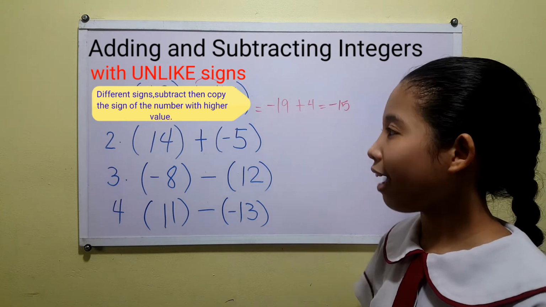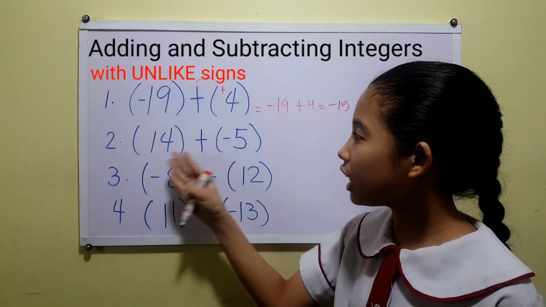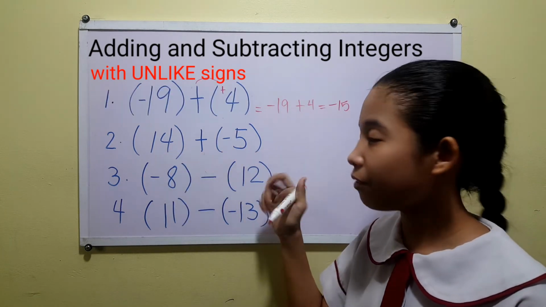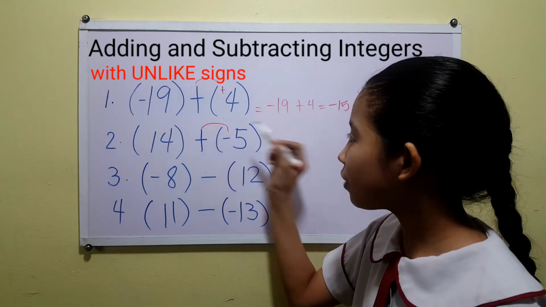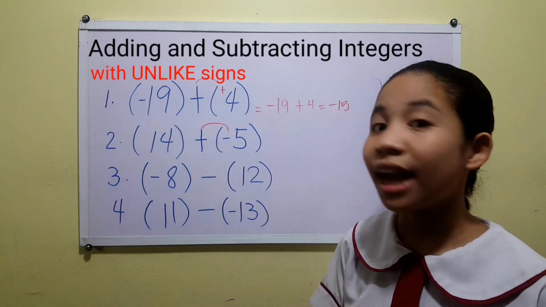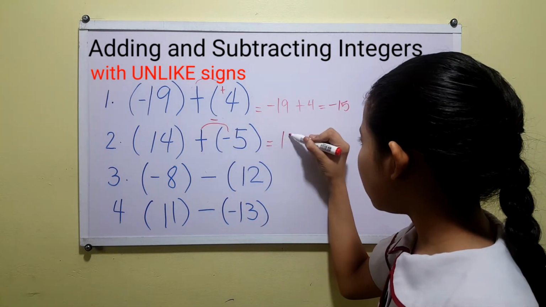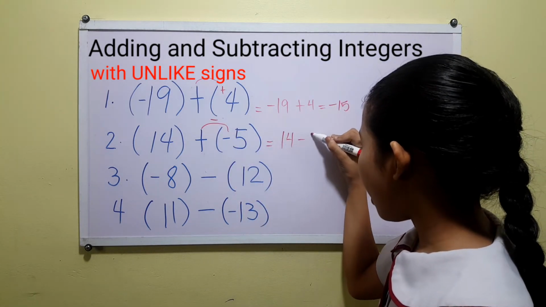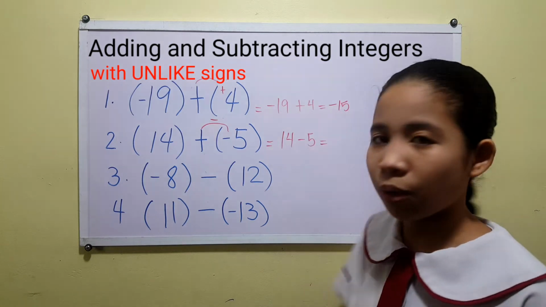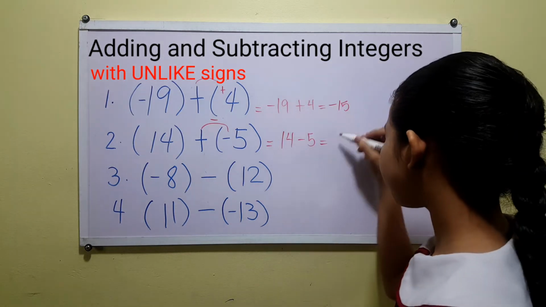value. Next, we have 14 plus negative 5. Remember that positive times negative is equal to negative. So we have 14 minus 5 is equal to 9.